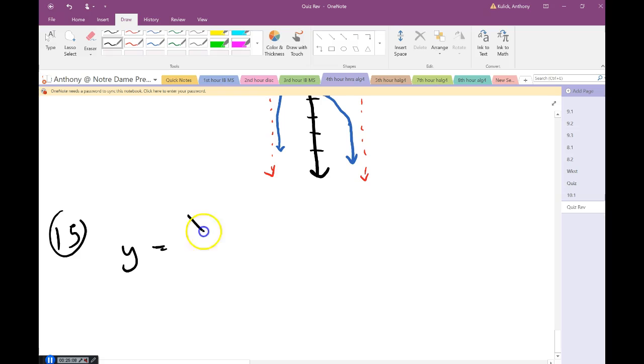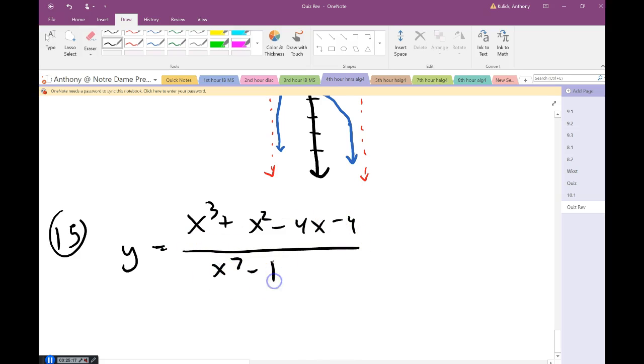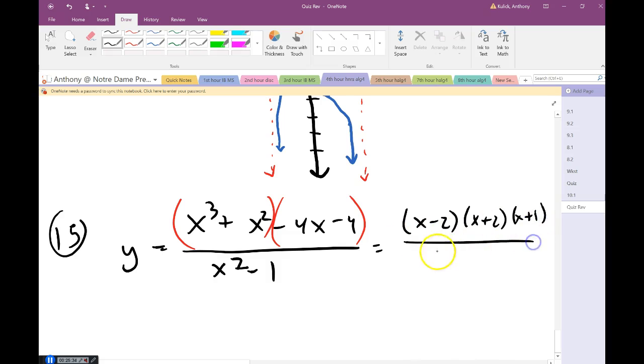So we have y equals x cubed plus x squared minus 4x minus 4 over x squared minus 1. So I'll start by factoring this. I'm going to factor the numerator by grouping. So I'm going to shortcut in the interest of time all the way through to the factor by grouping answer. Are you okay with that, Kevin? Okay.